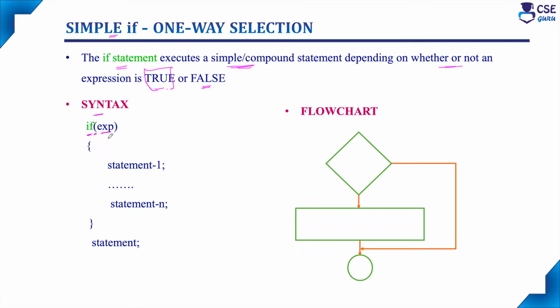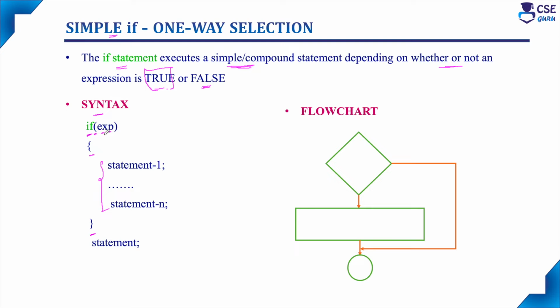We have already discussed that each and every statement in a C program will end with a semicolon, except a few statements. The if statement is one of those; it will not end with a semicolon. So: if, open bracket, specify the condition, immediately close the bracket. Then, within the curly braces, specify the set of statements, which may be either a single statement or a compound statement.